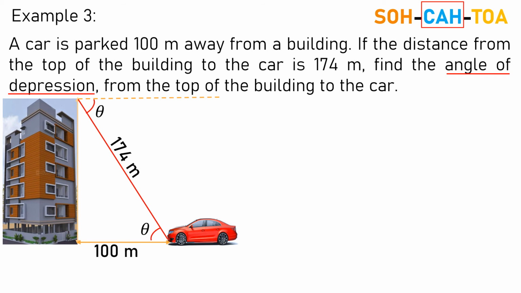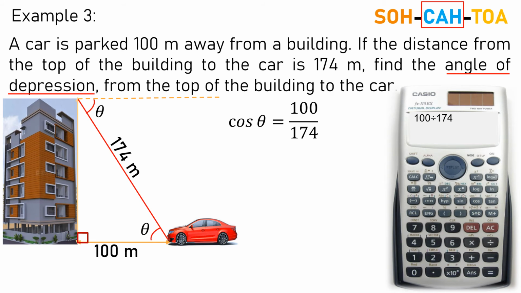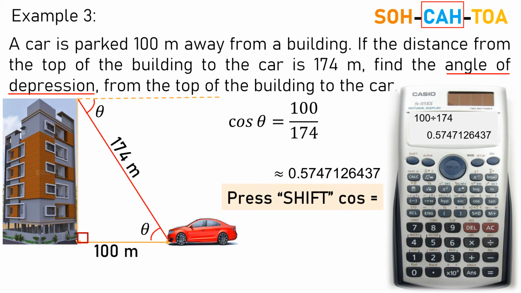So we are going to use CAH. So cosine is equal to adjacent over hypotenuse. So substituting the values, we get the adjacent side is equal to 100 meters and the hypotenuse is equal to 174. In your calculator, 100 divided by 174 is approximately equal to 0.5747 and so on and so forth.